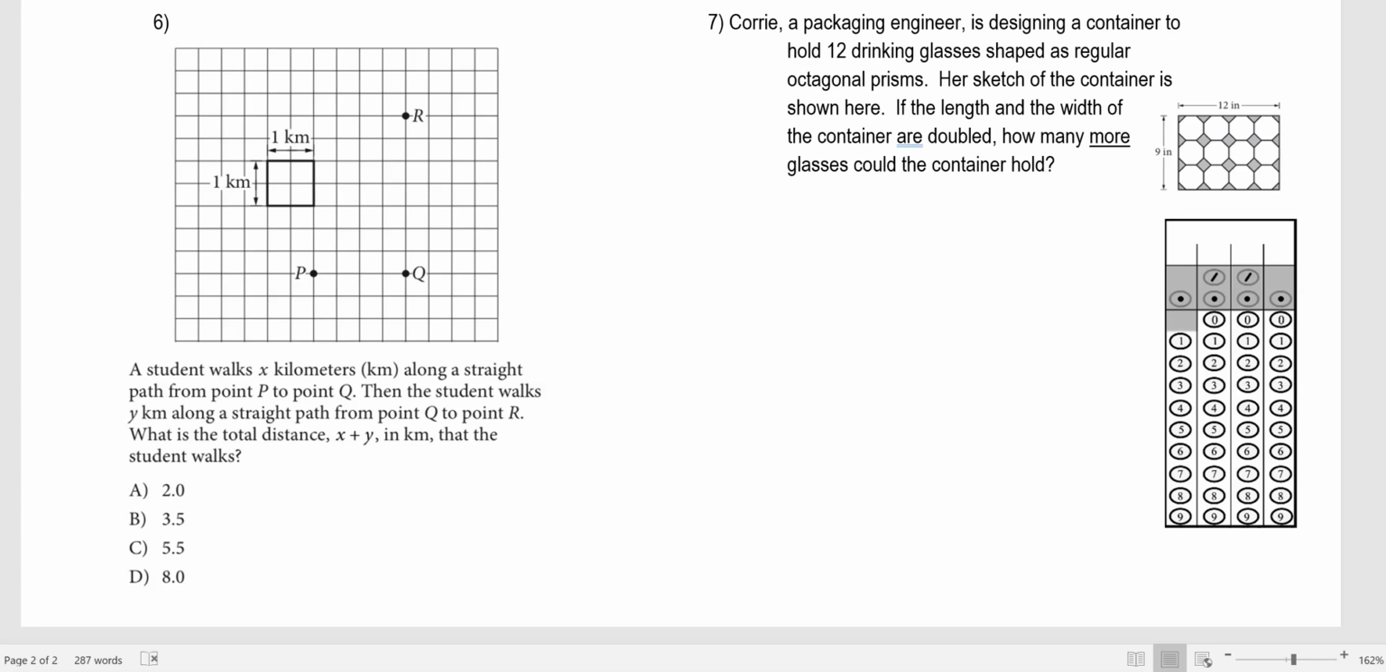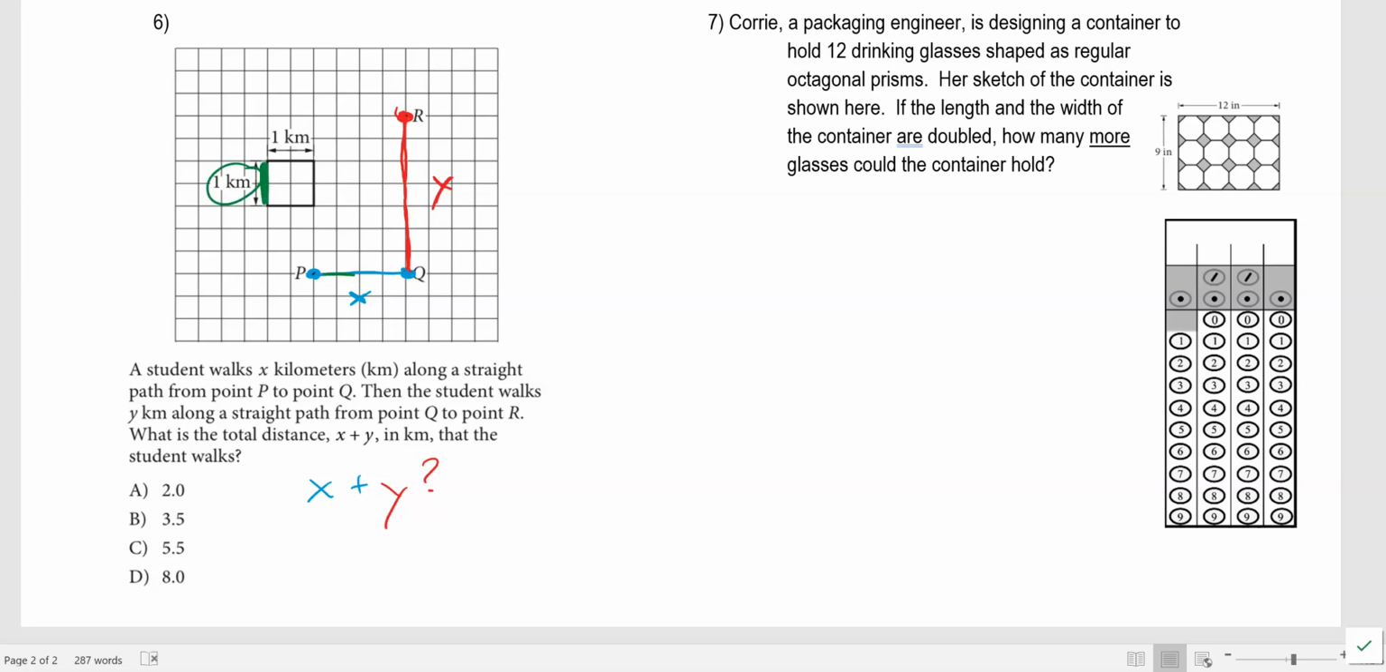Okay, so here's our scenario. It says a student walks x kilometers along a straight line from P to Q. So from P to Q, from here to here, this is x. Okay, then they walk on a straight line from Q to R, and that's y. And they want us to figure out what is x plus y. That's the question. Okay, well, we have a scale. So we know that 2 spaces is 1 kilometer.